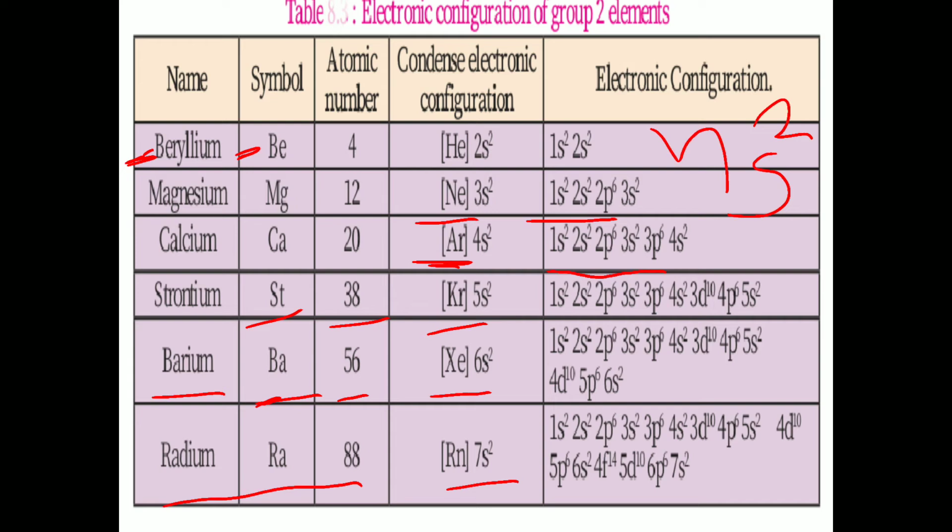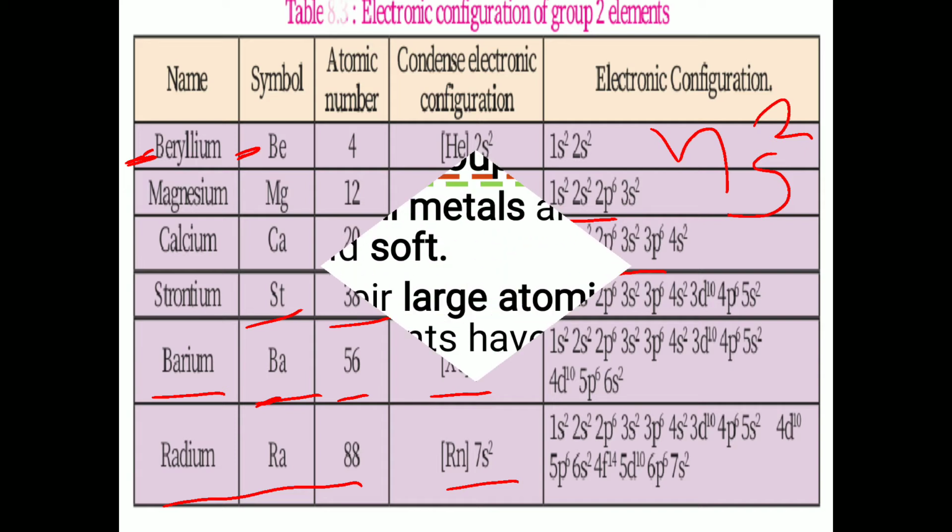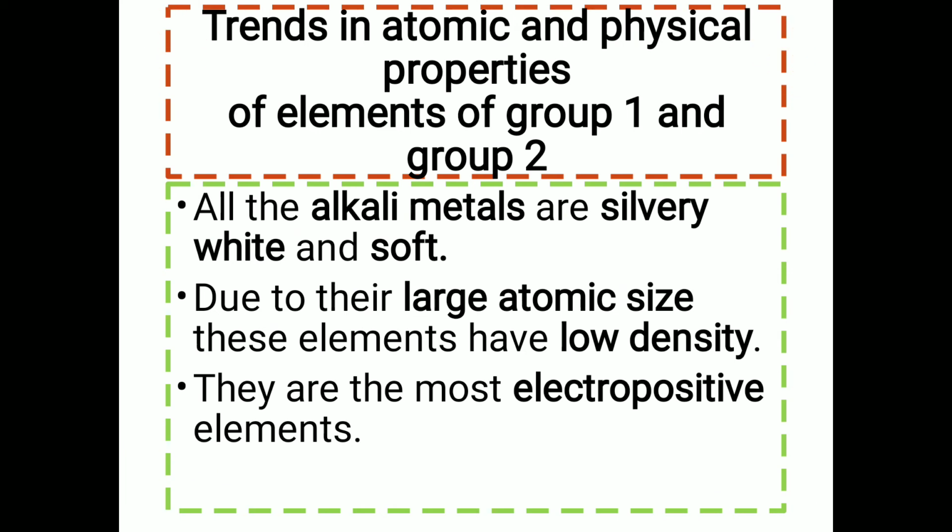[Rn] 7s2. Now, as we have seen, group 1 contains the general ns1 electronic configuration, and in the case of group 2, that is alkaline earth metals, it has the electronic configuration ns2, that means 2 electrons present in its outermost shell. Next are the trends in the atomic and physical properties of the elements of group 1 and group 2. In this we study the various physical and atomic properties, like atomic radii, ionic radii, electronegativity, ionization enthalpy, melting point, density and so on.